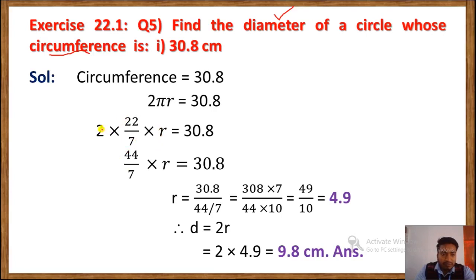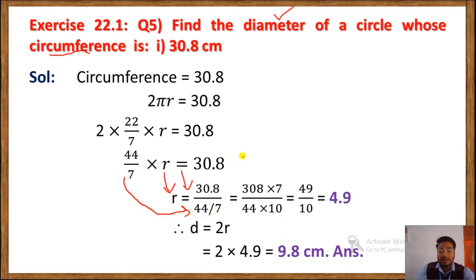When we multiply 2 and 22, we will get 44, and in the denominator we will get 7 only. 44/7 into r equals 30.8. Now this is the coefficient of r, so we have to find r. So write r as it is, then equal to 30.8, and then divide by the coefficient of r. Here we have 44 by 7. So here you can see this one come here.